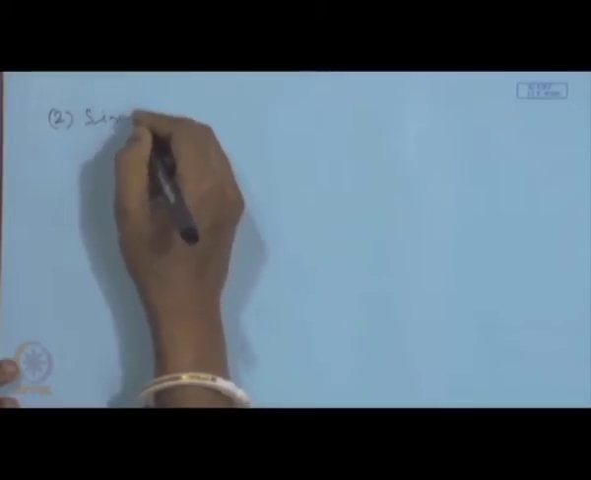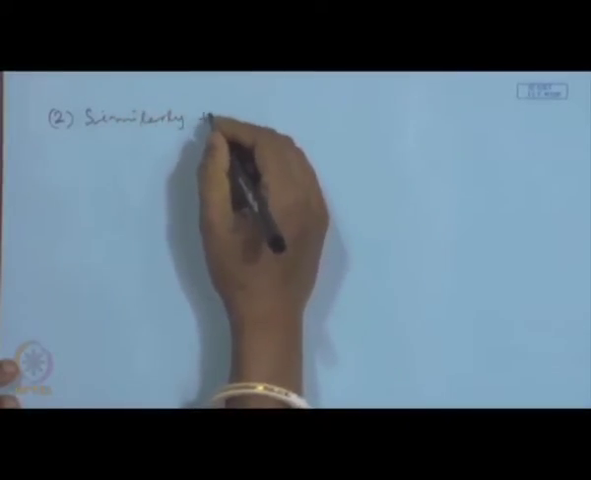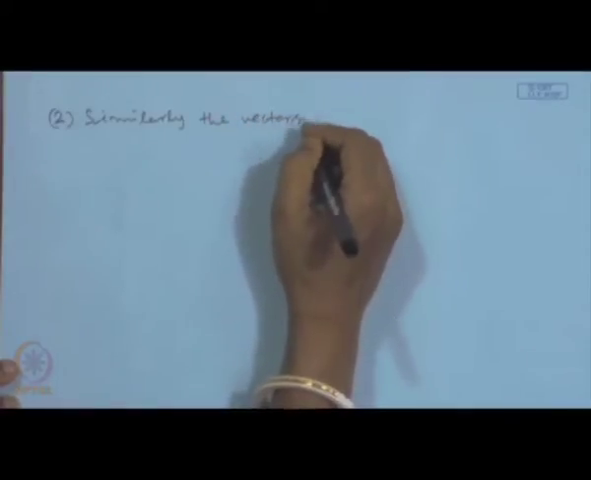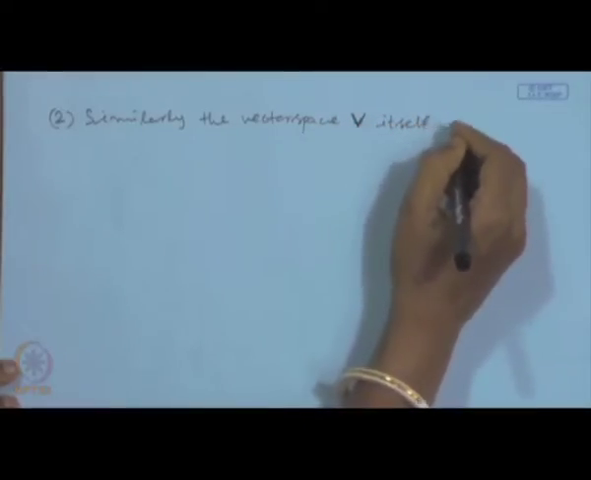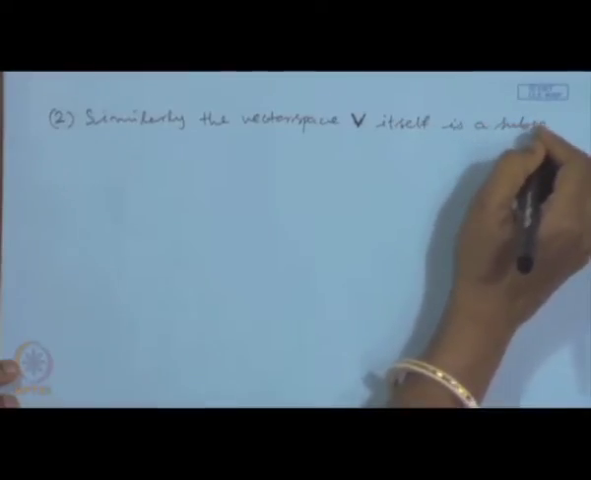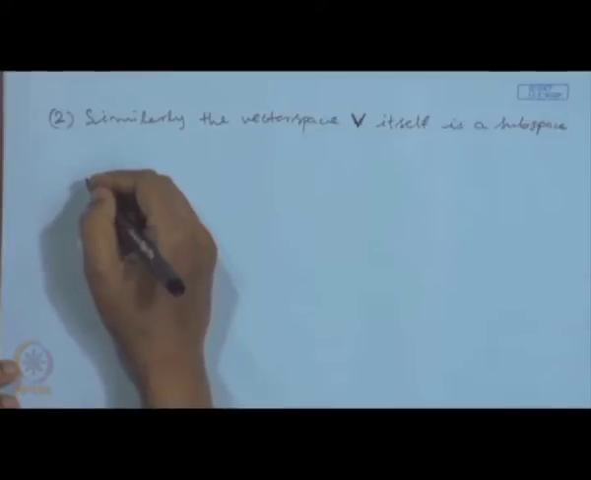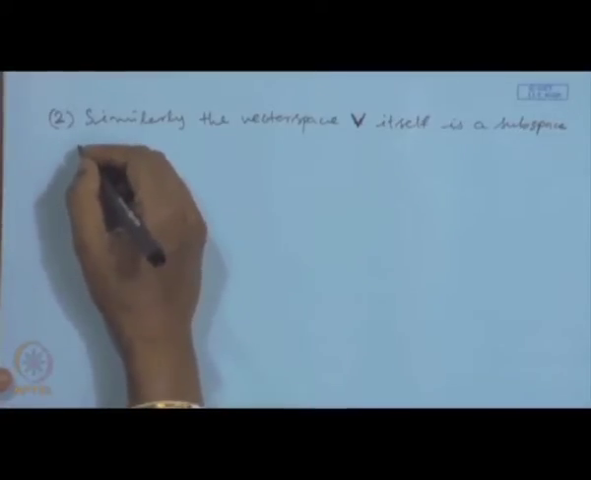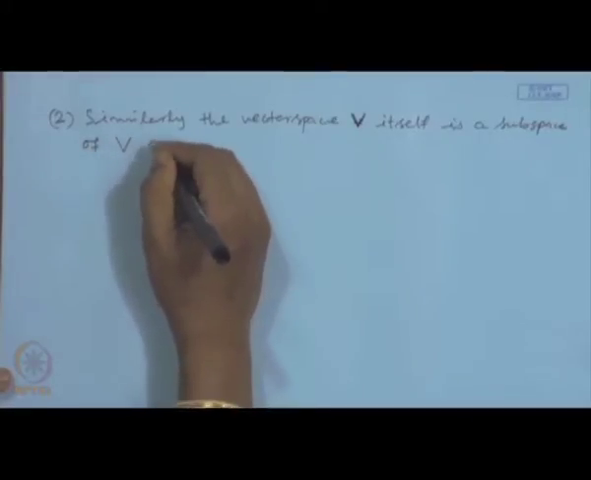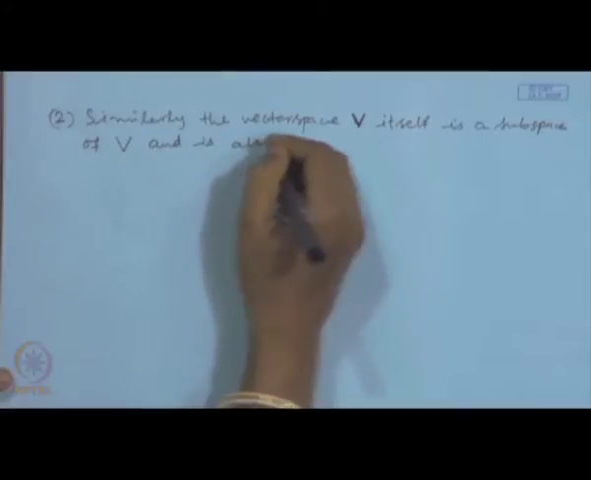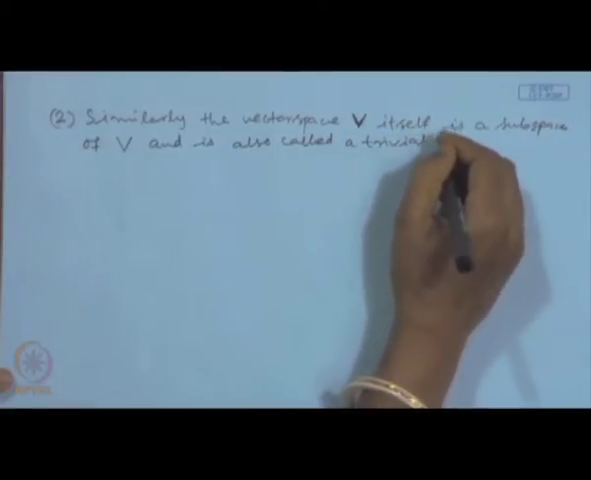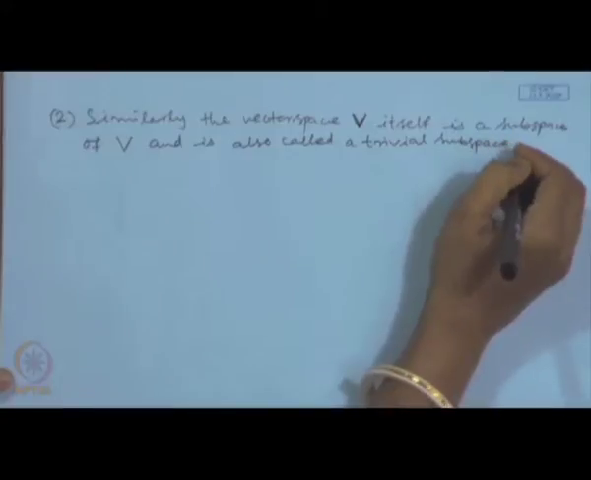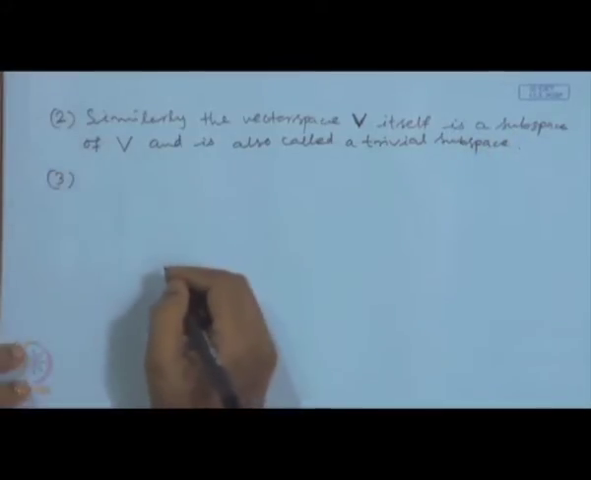Similarly, the vector space V itself is a subspace of V and is also called a trivial subspace. So, next we will have another example.